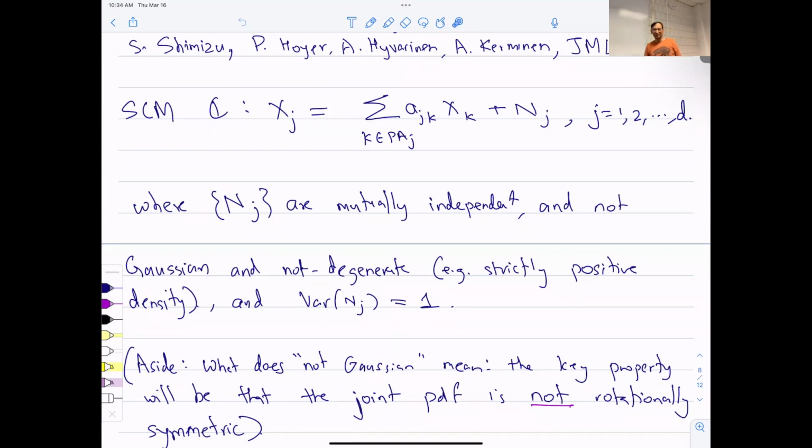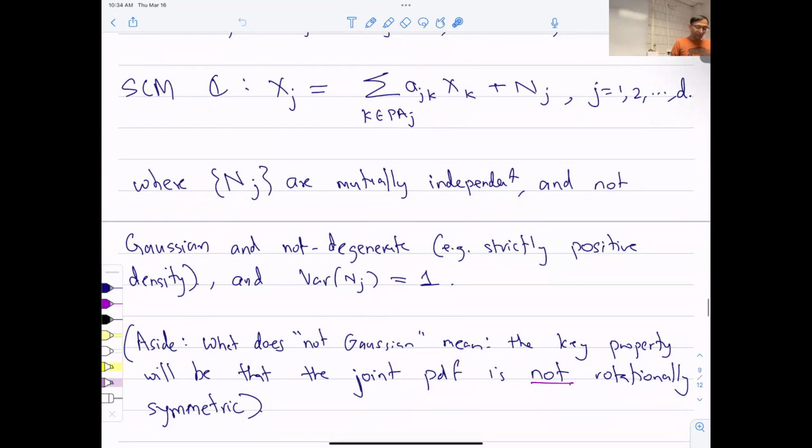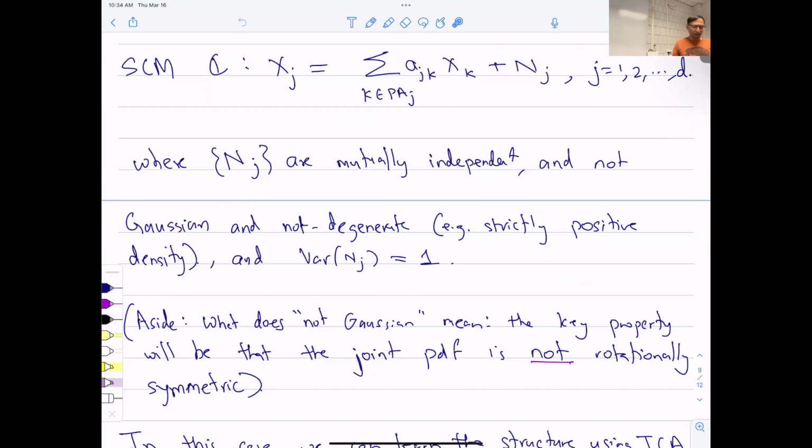So what does non-Gaussian mean? The property which will be used in the algorithm is that the joint PDF is not rotationally symmetric. The Gaussian has a circularly symmetric joint PDF. It will become clearer as I go through the algorithm what property we use for non-Gaussianity.